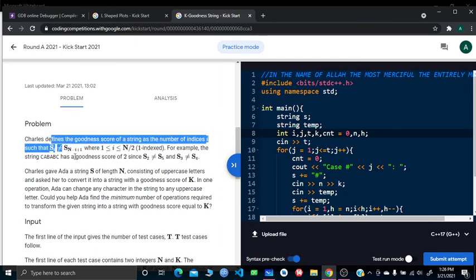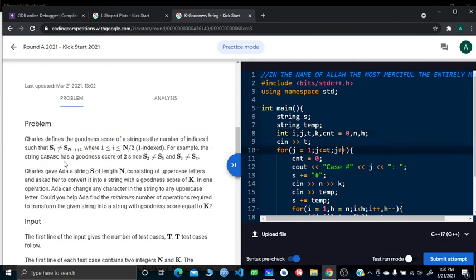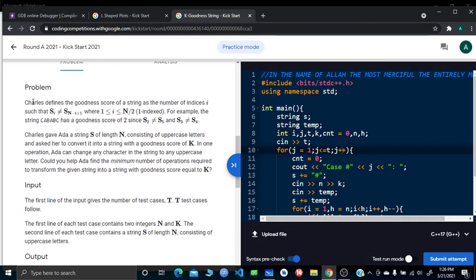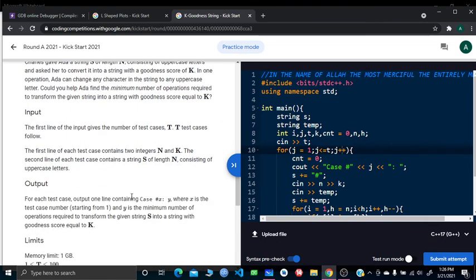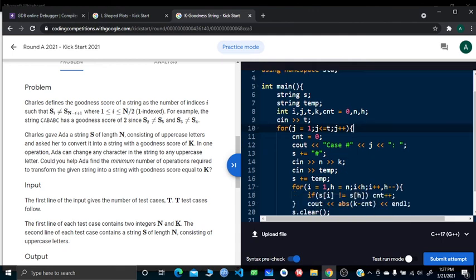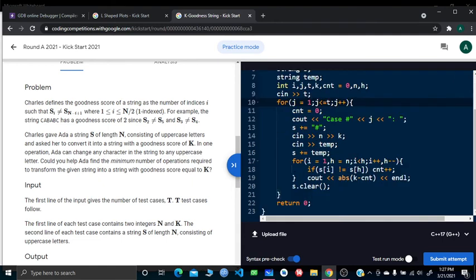So basically what you have to do is, they've said to just find the minimum number of operations to make the string's goodness score equal to K. So I hope you read the whole statement so that you know everything they have said. I'm just describing the solution here. The solution is to find out how many positive score positions I already have.